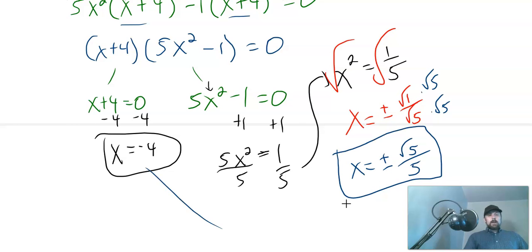And so we have 3 answers in this case: -4, positive square root of 5 over 5, and negative square root of 5 over 5. I did kind of take a shortcut here, so just to remind you, square root of 5 times the square root of 5 is the square root of 25, which is how I got 5. And here you just multiply these together. That's how you get square root of 5.